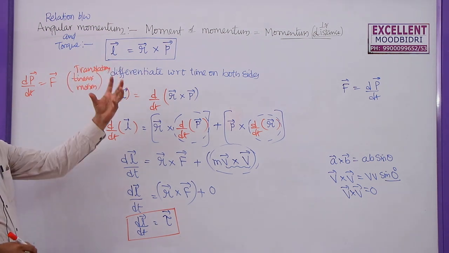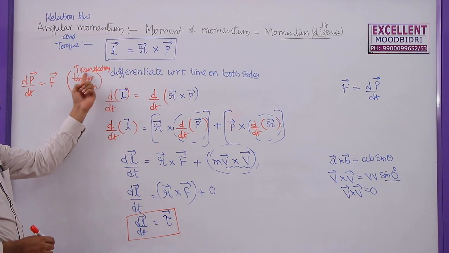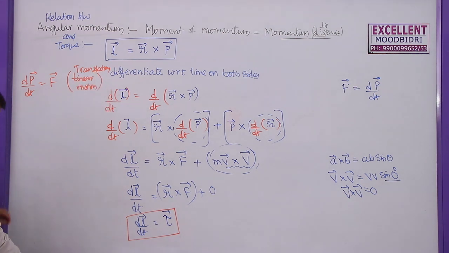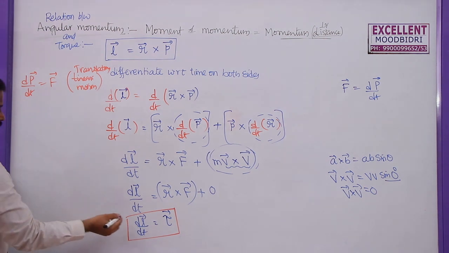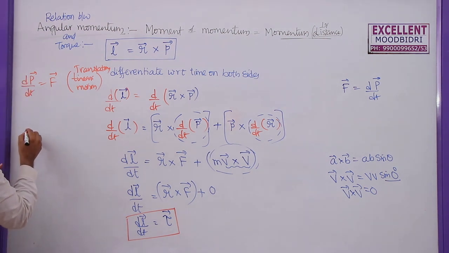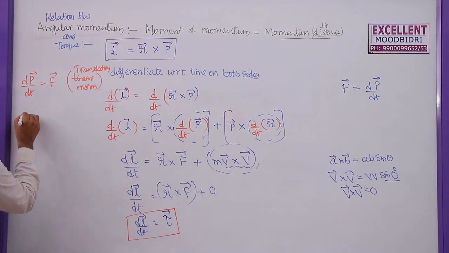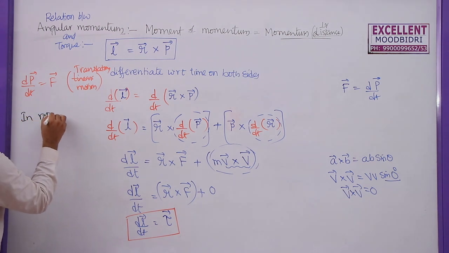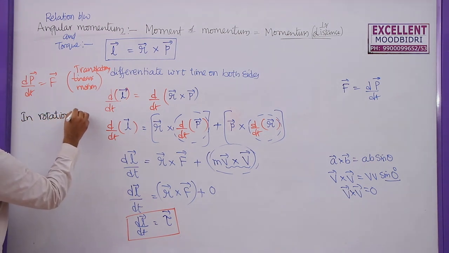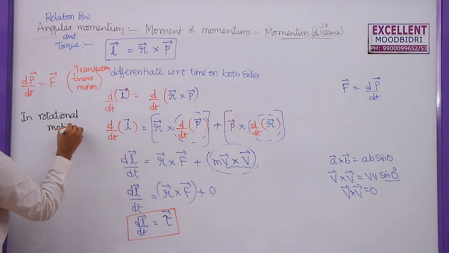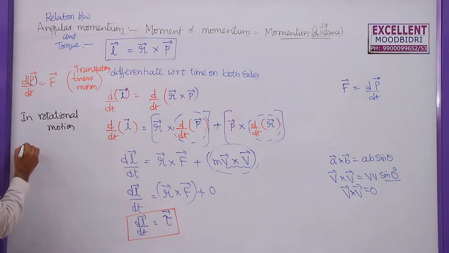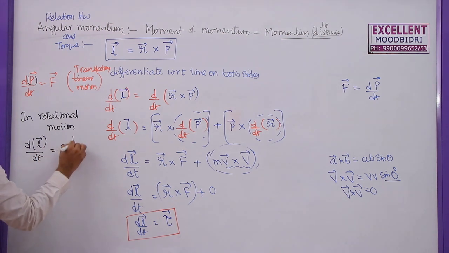Why? Because this is about rigid bodies. So, for body motion we call it translatory motion, whereas in case of angular motion or rotational motion, the rate of change of angular momentum is called torque.